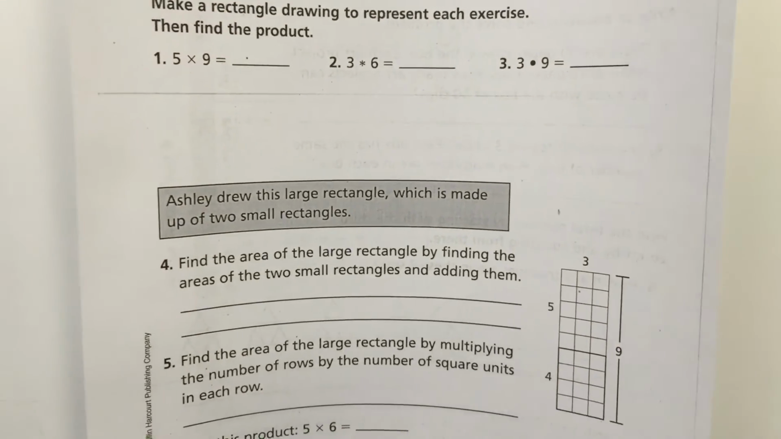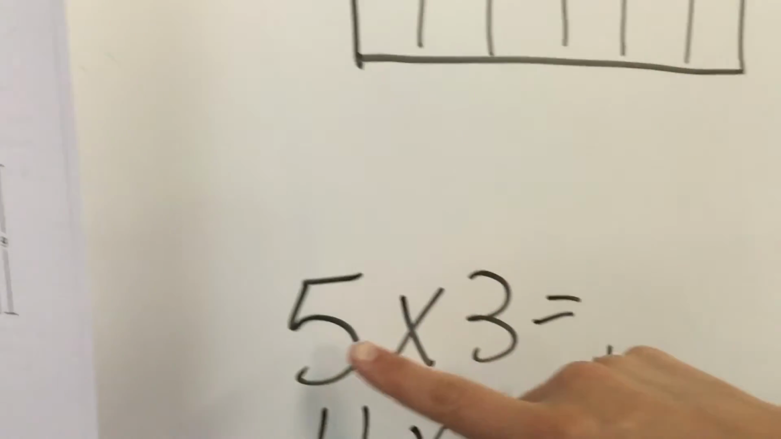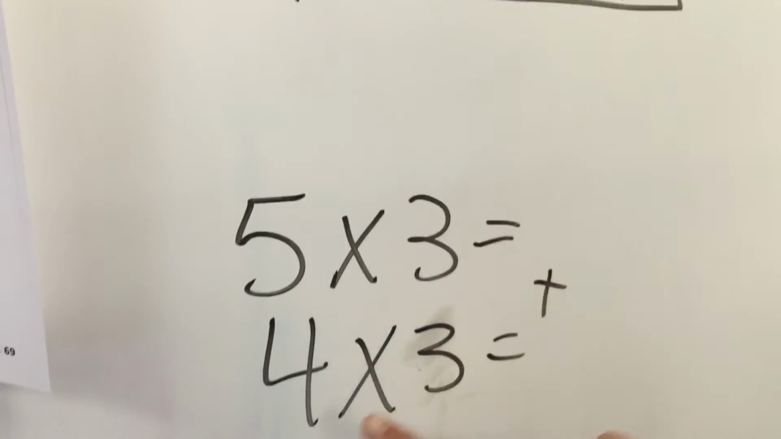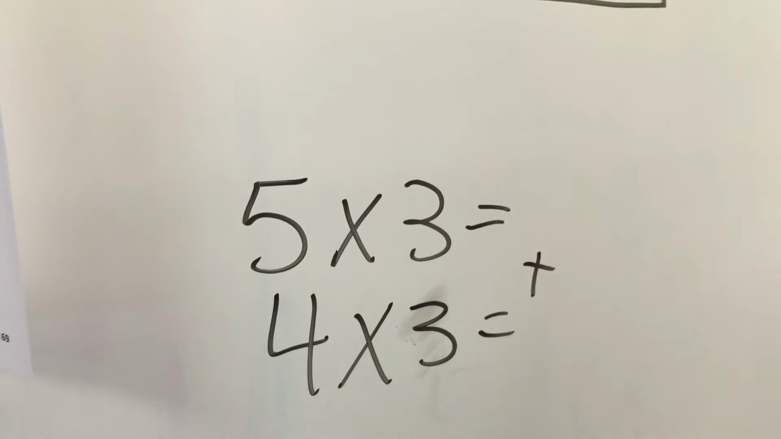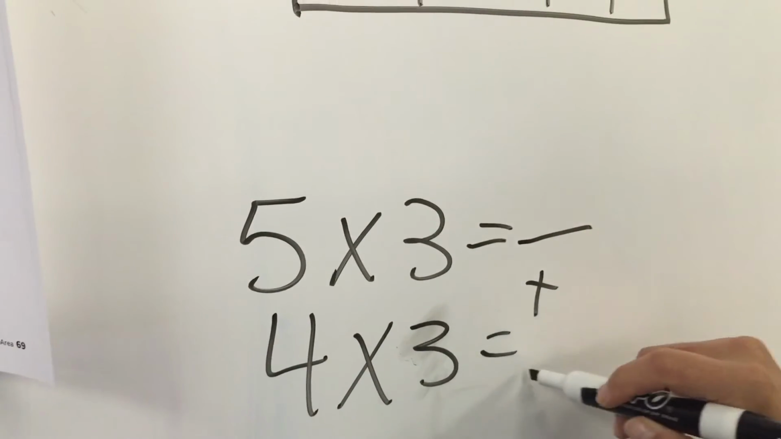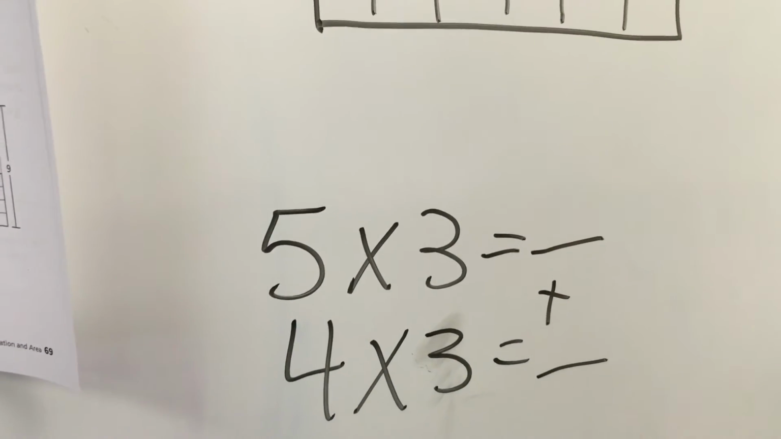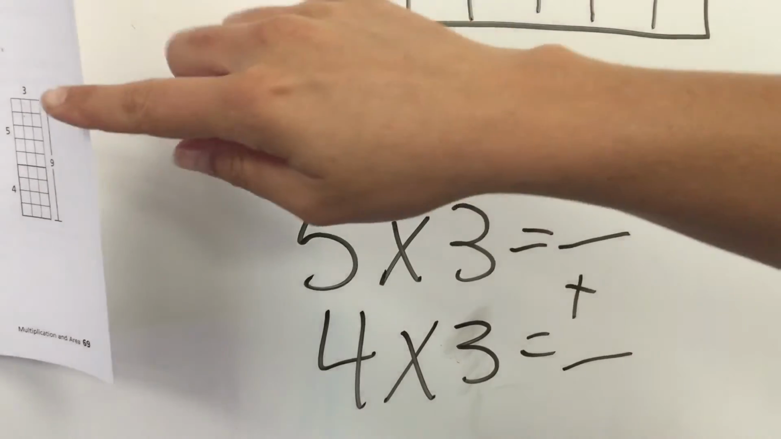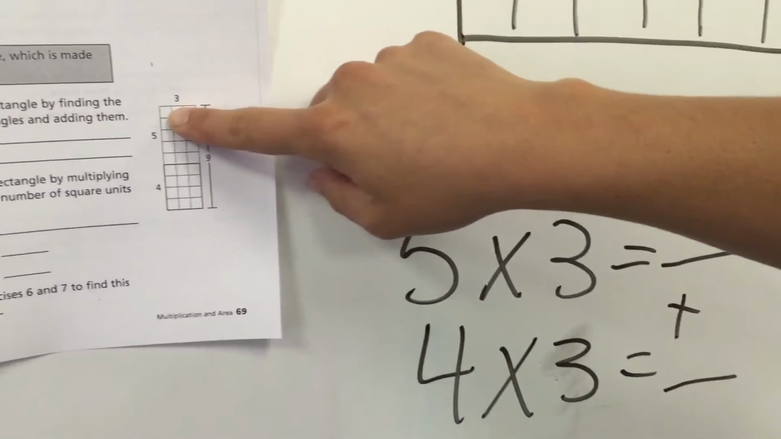And so the easiest way to have your child do this is probably to have them first set up 5 times 3 and then 4 times 3, find those products, and then add them together. And that would give them the total of the area of the entire large rectangle.